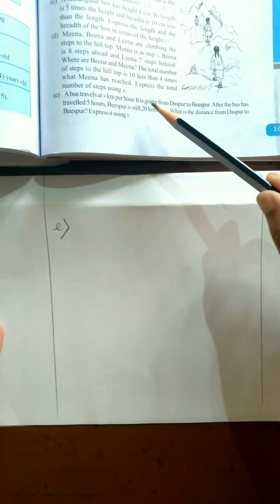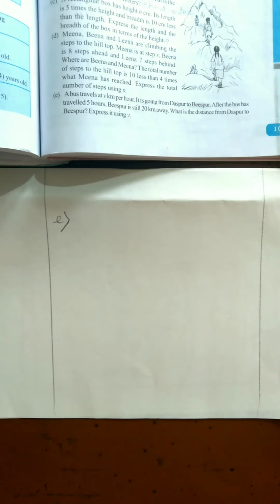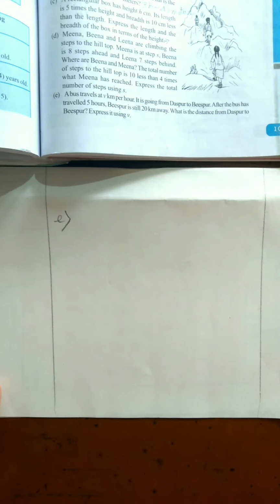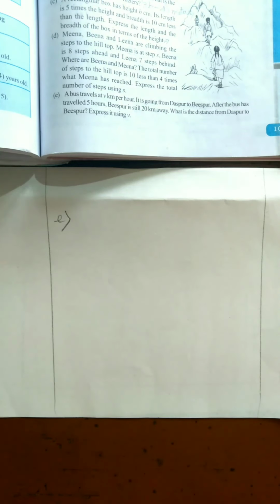After the bus has travelled 5 hours, Bispur is still 20 kilometers away. So, what is the distance from Daspur to Bispur? Express it using the variable v. So, children, let v kilometers per hour be the speed of the bus. After the bus has travelled 5 hours, Bispur is still 20 kilometers away.